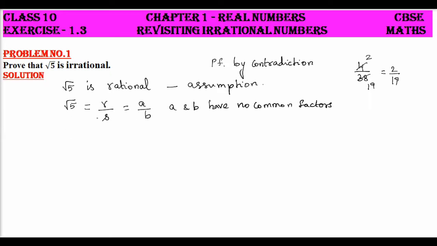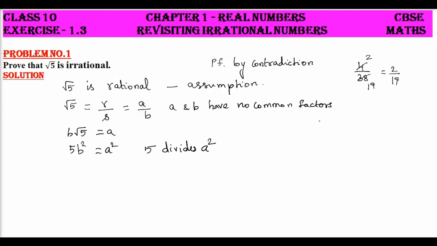Now I can simplify this so that I get b root 5 is equal to a. Right? Let me square both the sides so that I get 5b square is equal to a square. Now what does this mean? a square is equal to 5 into some integer. That is, a square is a multiple of 5. Otherwise I can say 5 is a factor of a square, which also means that 5 divides a square. So I have got 5 divides a square because of my assumption that root 5 is a rational number.